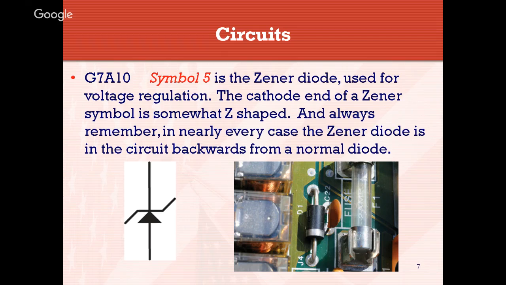So you see the cathode end of the Zener symbol is somewhat Z-shaped, and that kind of gives you an idea: if you see that little Z-shaped line there, you know automatically it's going to be a Zener diode. Remember that in nearly every case, a Zener diode is in the circuit backwards from a normal diode. And like I say, it helps to protect certain things within your equipment, and when it reaches a certain saturation point, it will conduct in the opposite direction.